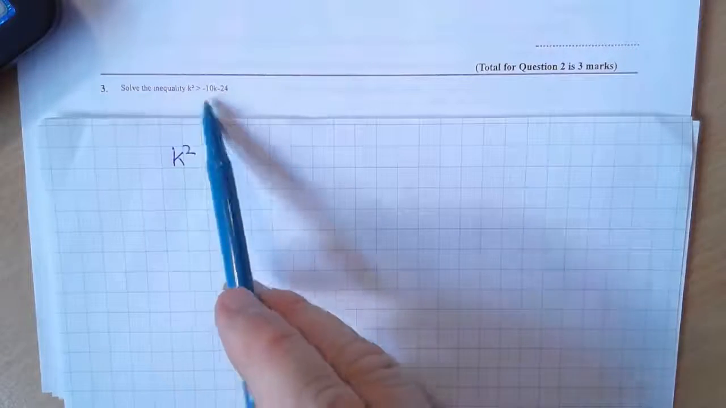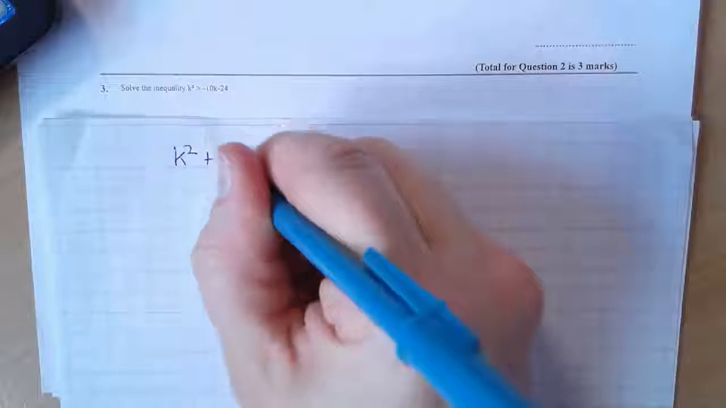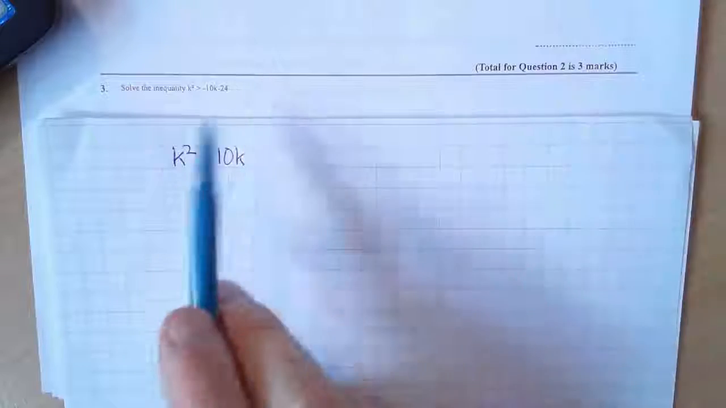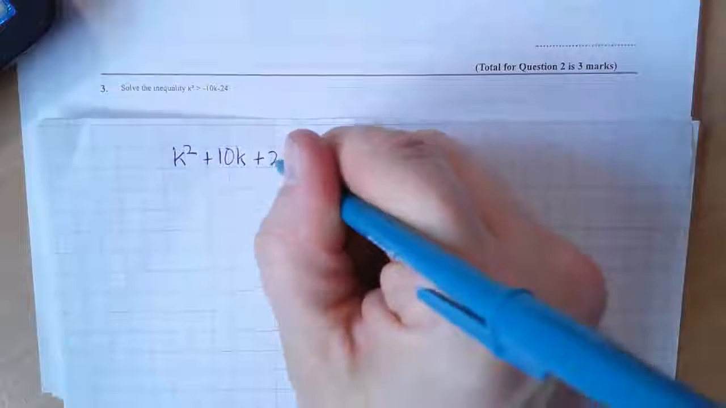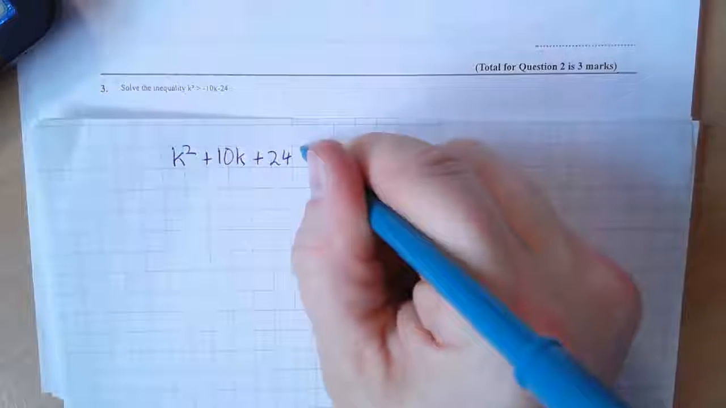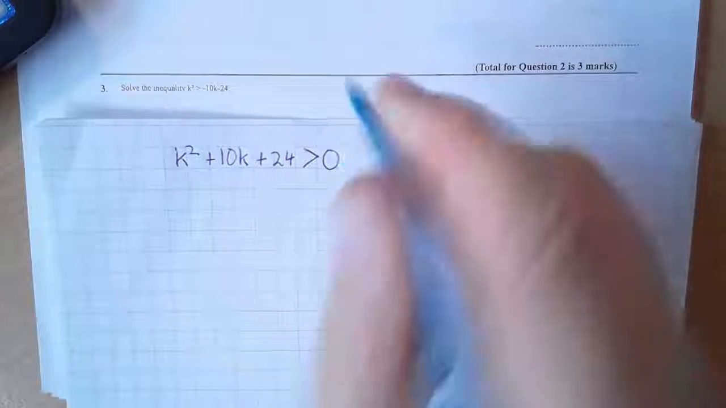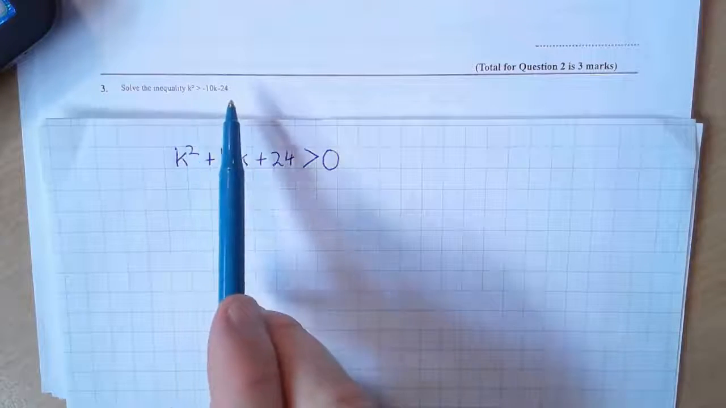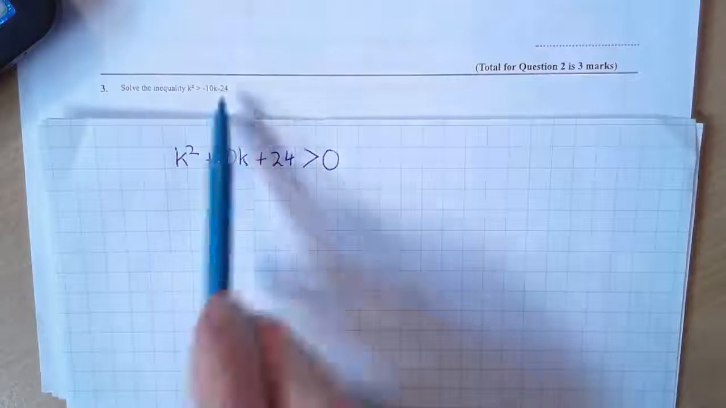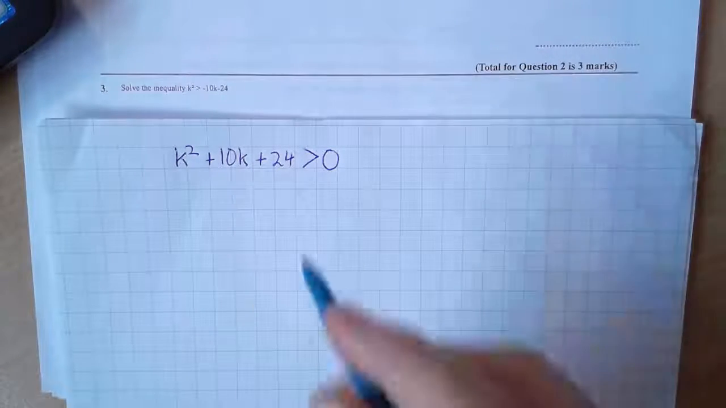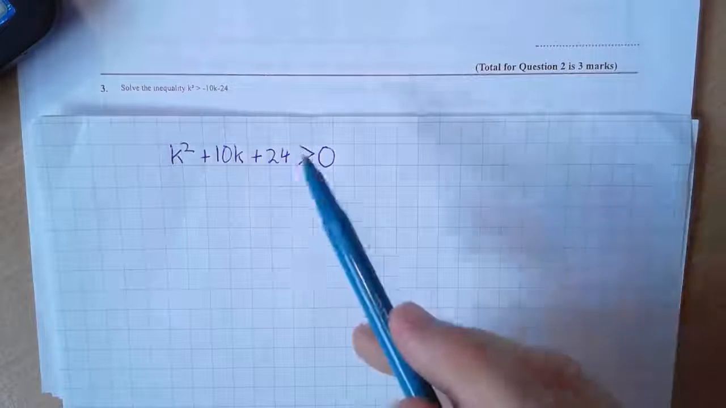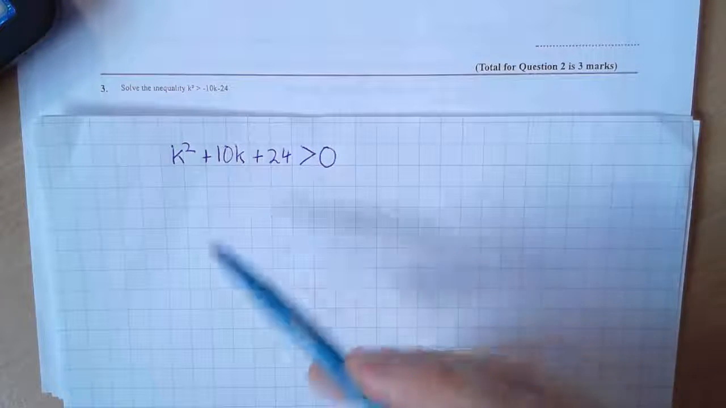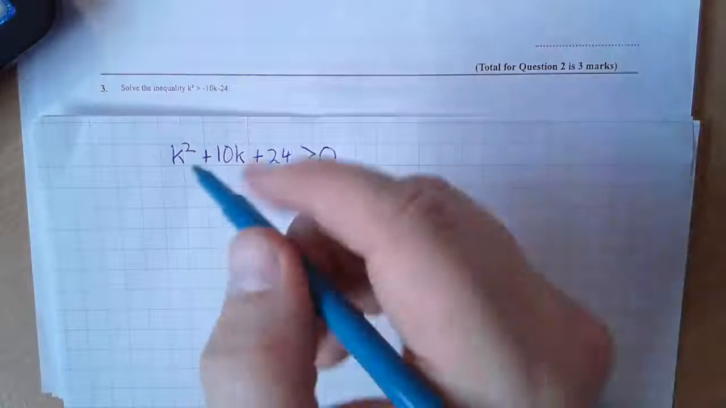If I add 10k to both sides, I'm going to have 10k on this side and get rid of the 10k there. If I add 24 to both sides, I've got plus 24 here, and that's greater than 0, right? Because I've added 10k to get rid of the 10k, I've added 24 to get rid of the minus 24. So I've got a quadratic I need to try to solve for. Doesn't matter that this is greater than, treat it just like I'm solving it.